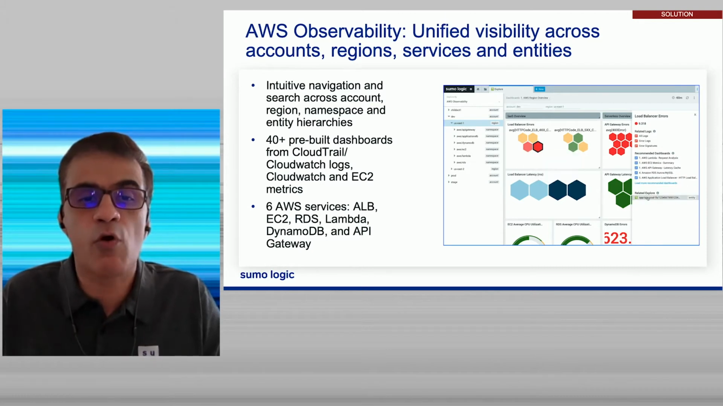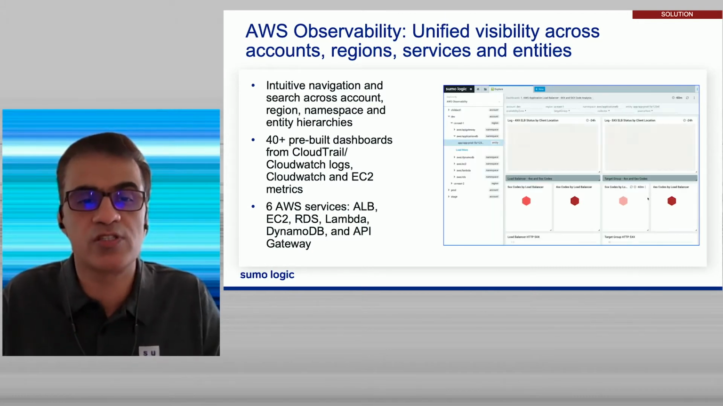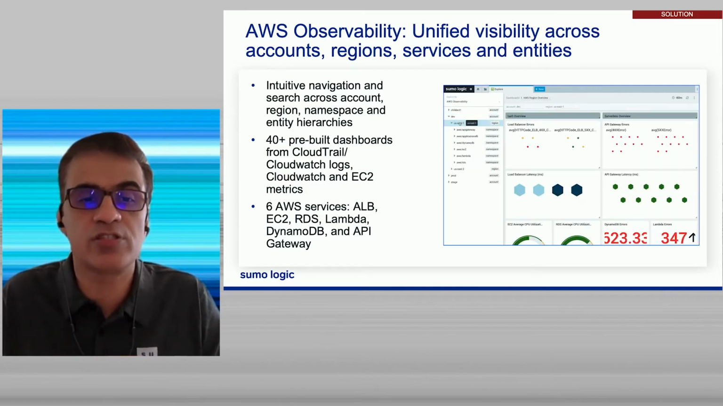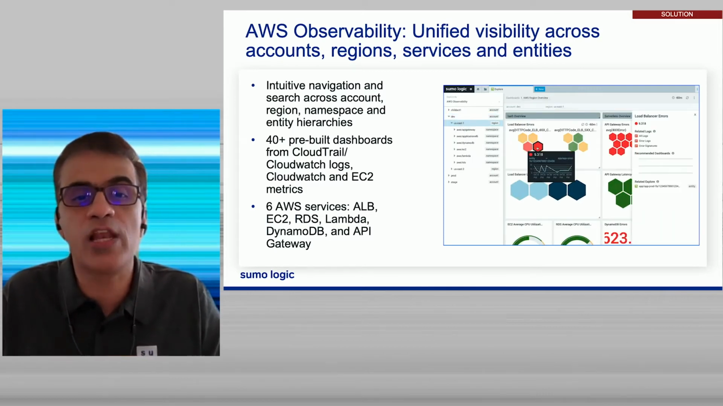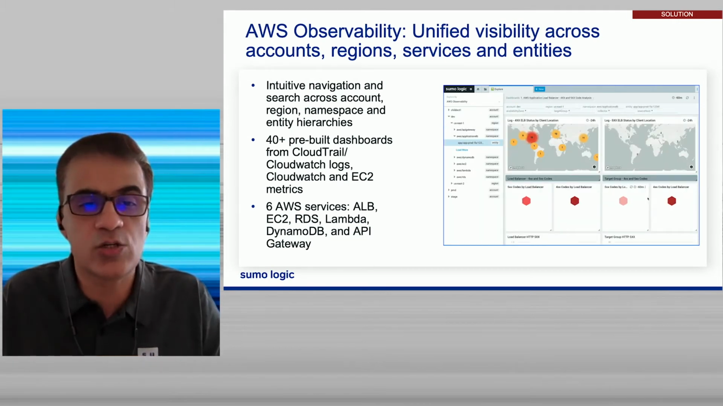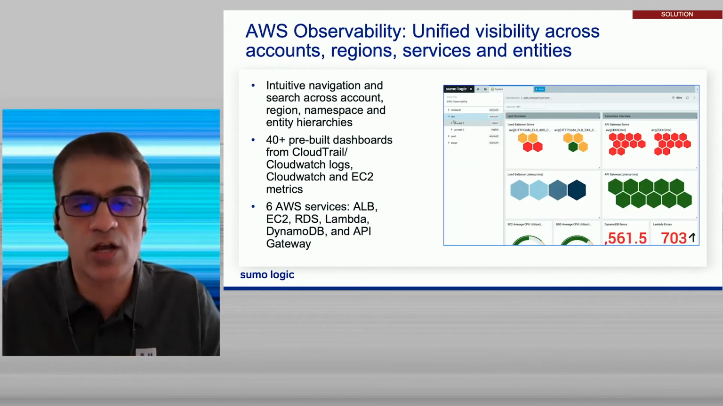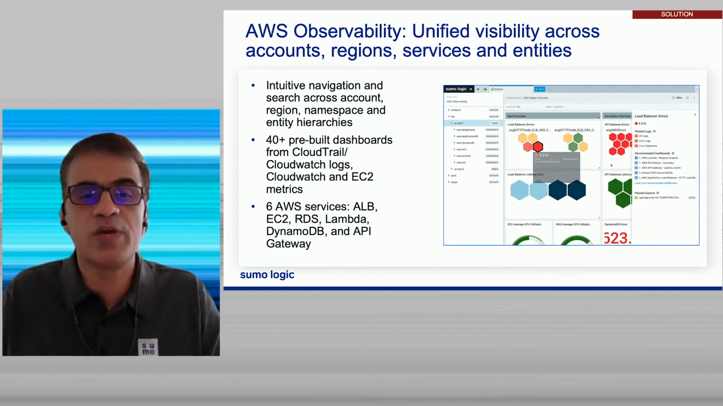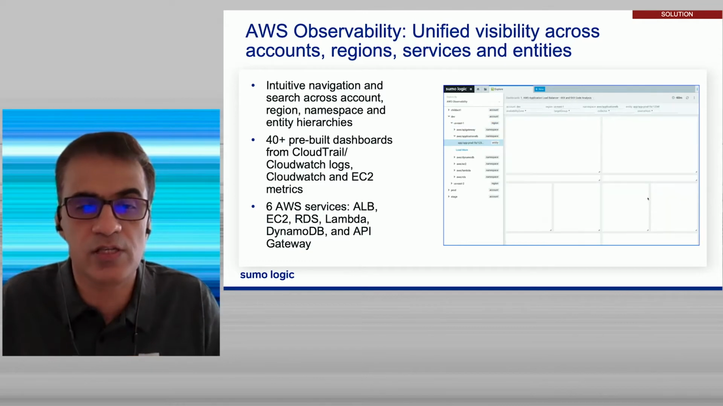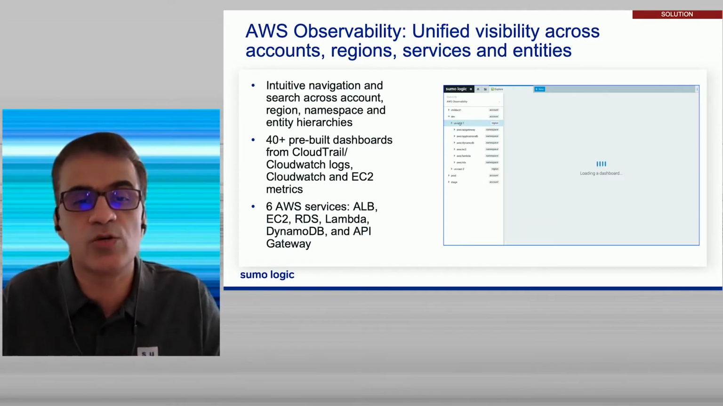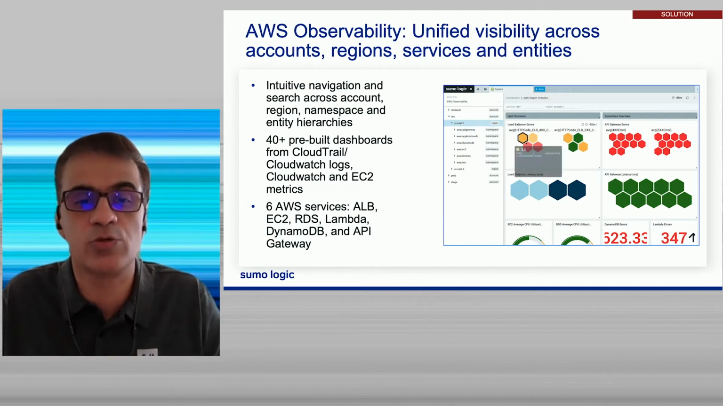We also have over 40 out-of-the-box dashboards that are specifically built for comprehensively monitoring AWS services across all available data sources, whether it's our EC2 host metric source, CloudTrail logs, CloudWatch logs, or CloudWatch metrics. We have support for 6 key AWS services out of the box, and you have the ability to integrate new services into the solution as well.